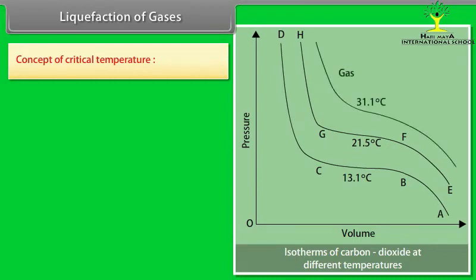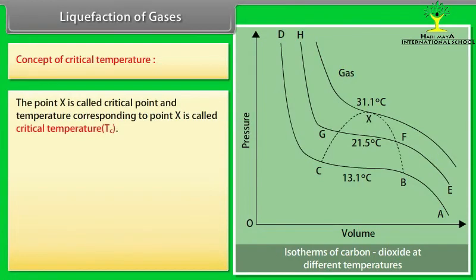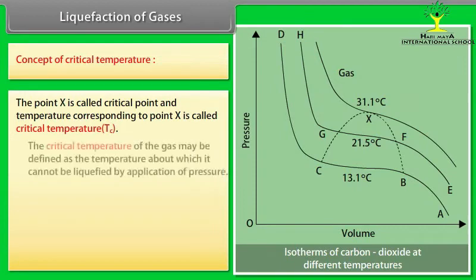In the isotherms above 31.1 degrees Celsius, the horizontal portion completely disappears. This shows that above 31.1 degrees Celsius, the liquefaction of the gas does not take place at all, however high the pressure applied. The point X is called critical point and the temperature corresponding to point X is called critical temperature.